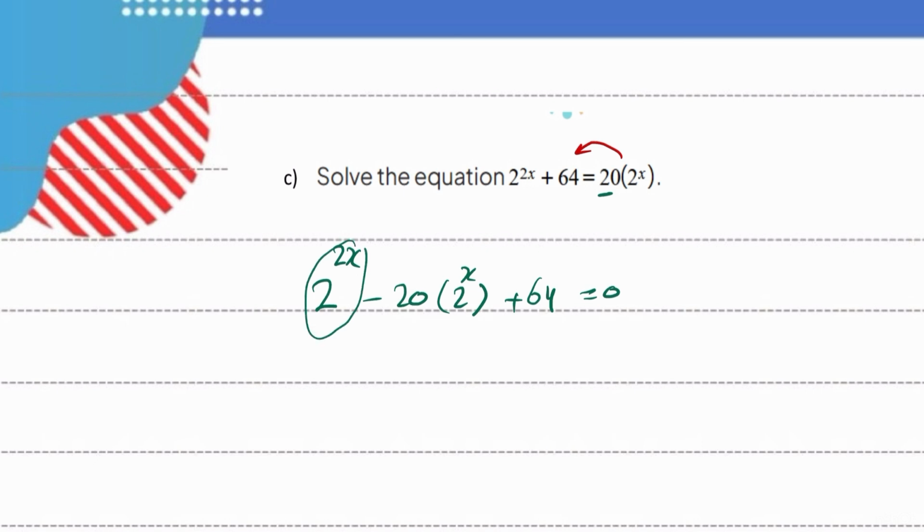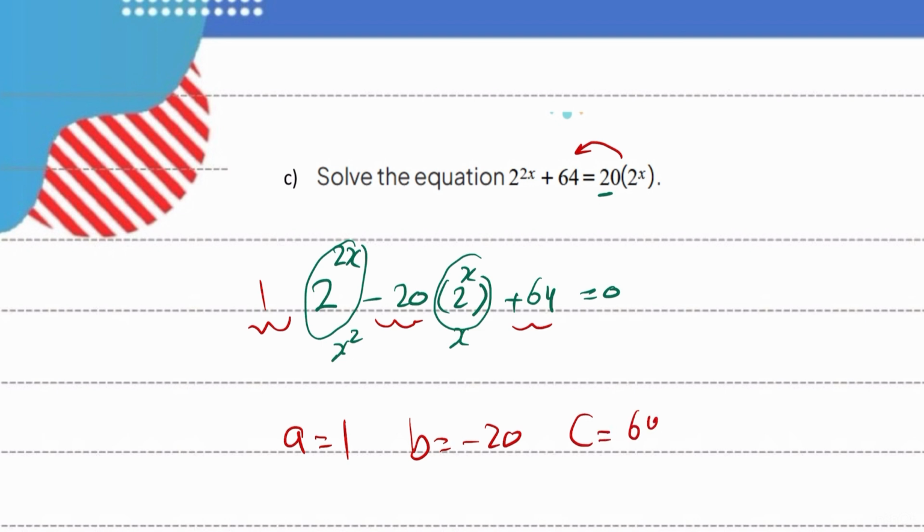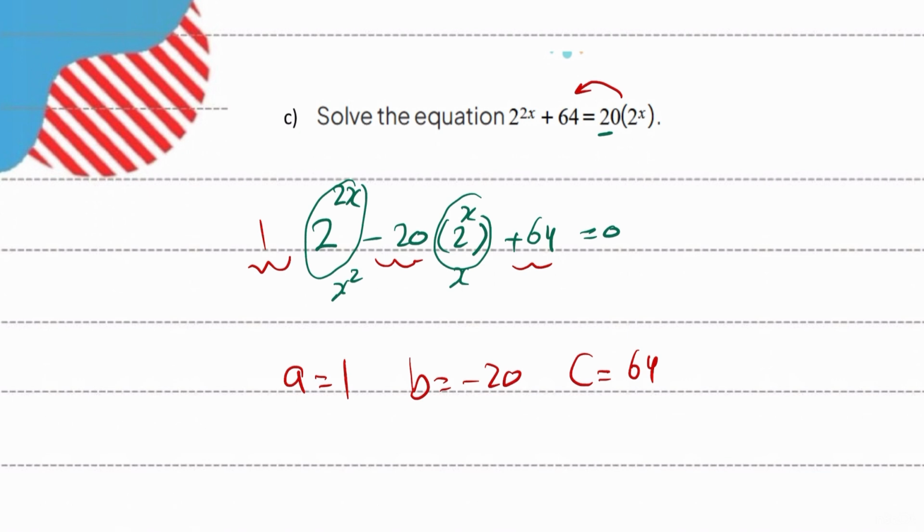Here, these are my values. This is like x to the power 2, and this is just like x. That means the coefficient of this here we have 1, the coefficient here is negative 20, and the coefficient here is 64. So you can use a equals 1, b equals negative 20, and c equals positive 64, and you can use the normal quadratic formula, or let's try with factorization.